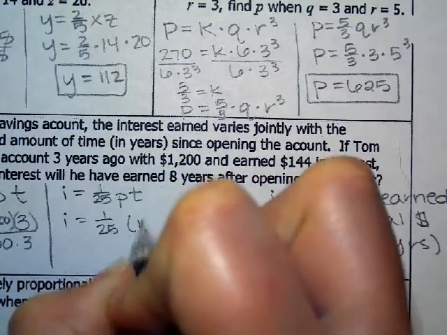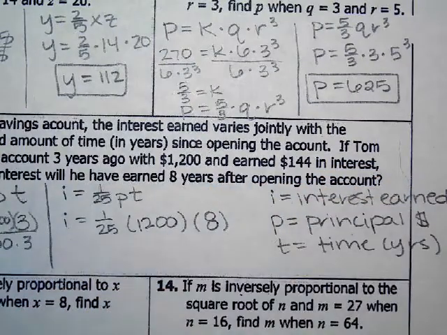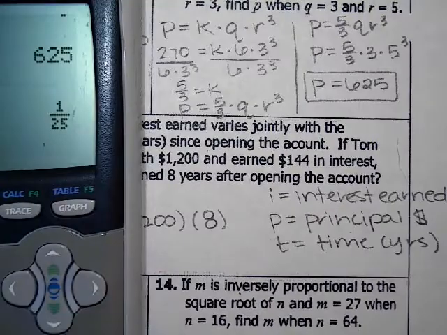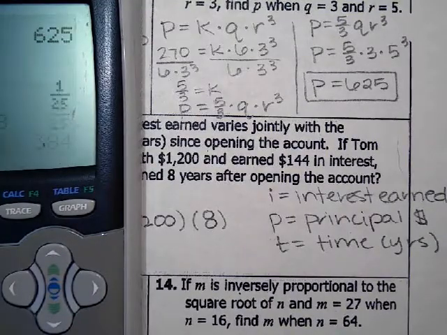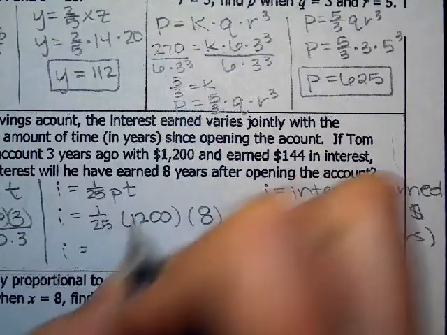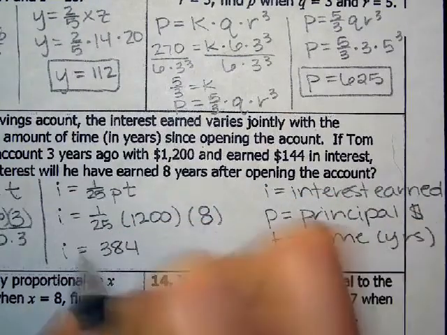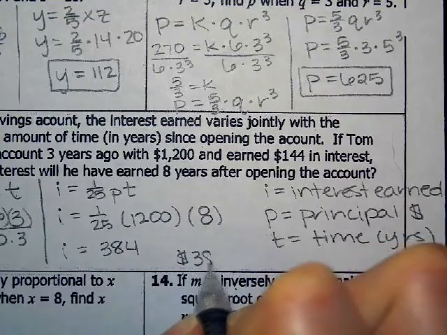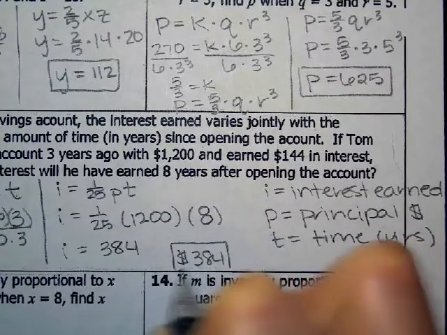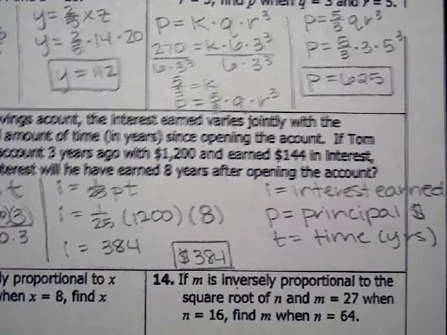1,200 and then 8. So now we're going to see the interest for this one. 1 divided by 25 times 1,200 times 8. So the interest after 8 years is 384. I'm just going to write this with a dollar sign because this is money. So you'll have earned $384 in interest, not you, Tom will. We're talking about Tom here.